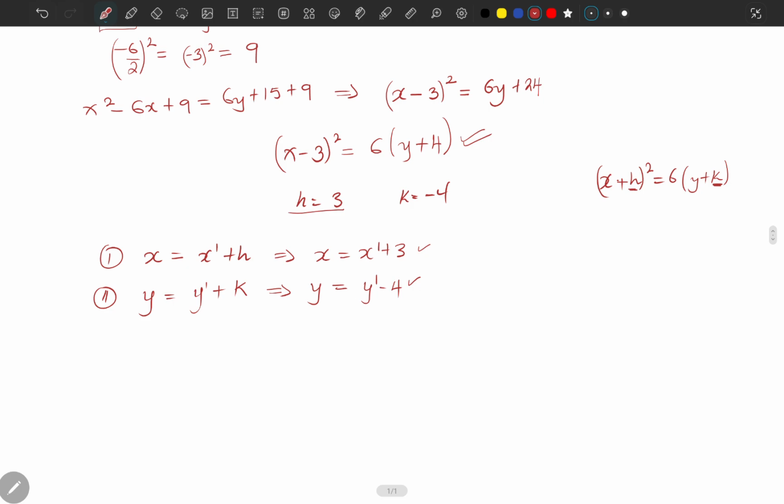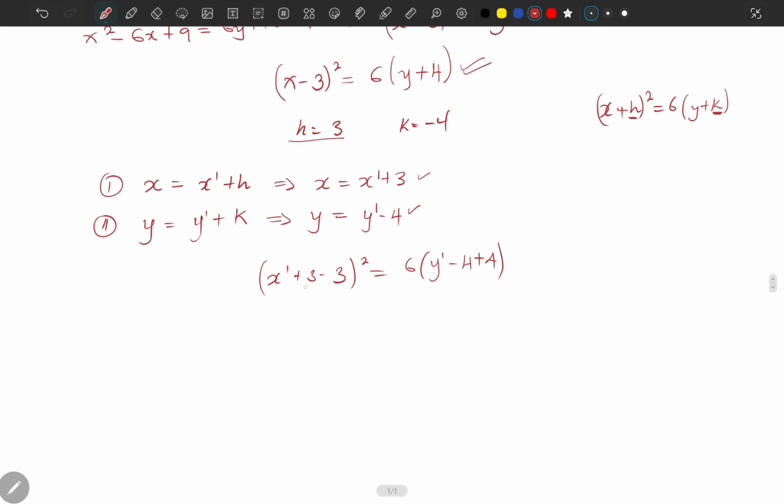So let's go. Under x, we are going to put x prime plus 3 minus 3, squared, is equal to 6. Under y, we are going to put y prime minus 4 plus 4. After that, we see that these subtract to give you 0, so we remain with x prime squared equal to 6, and this will just remain y prime. Meaning our final answer will be x prime squared is equal to 6y prime. And just like that, you are done, ladies and gentlemen.